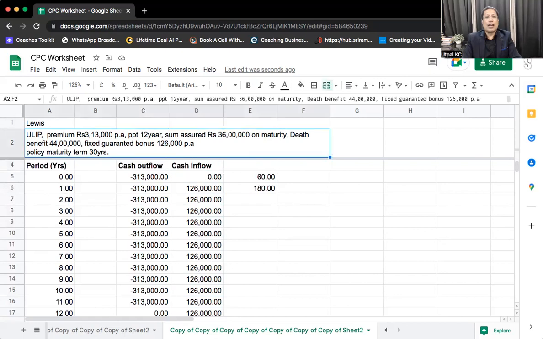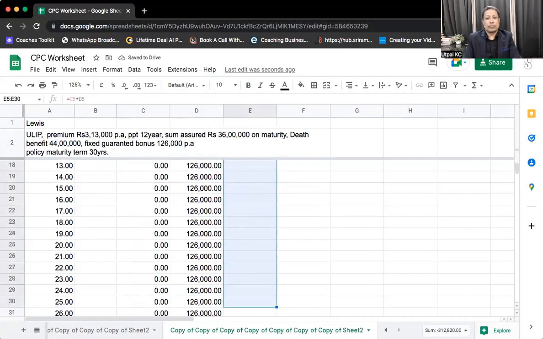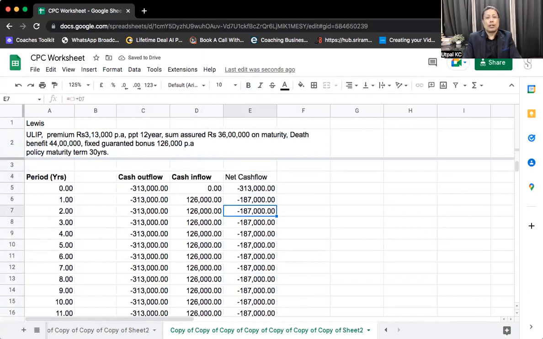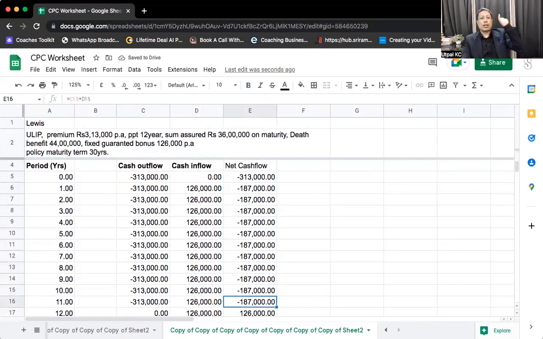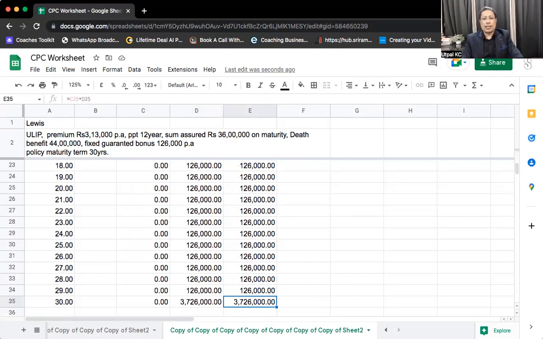So now we are taking the net cash flow. Bonus is with us, right? So this 3,13,000 plus zero. Correct, Mr. Lewis? The premium is outflow, the bonus is inflow. This is correct, Mr. Lewis?